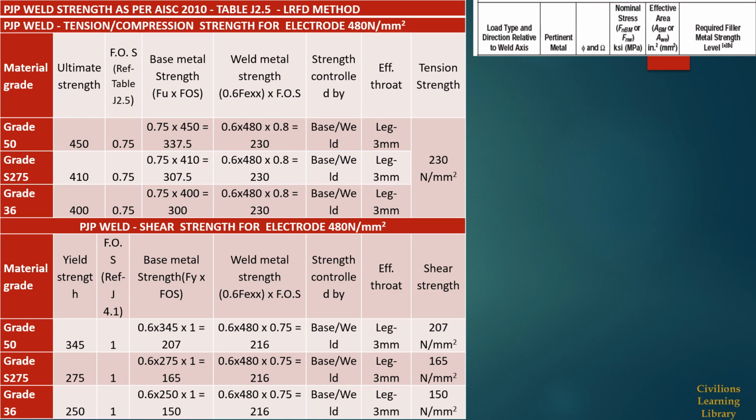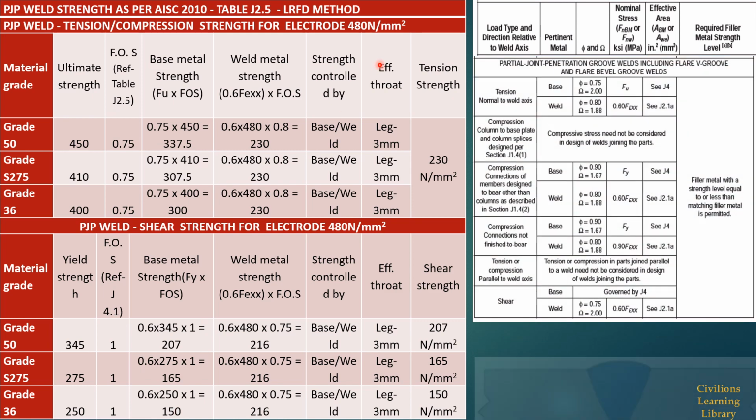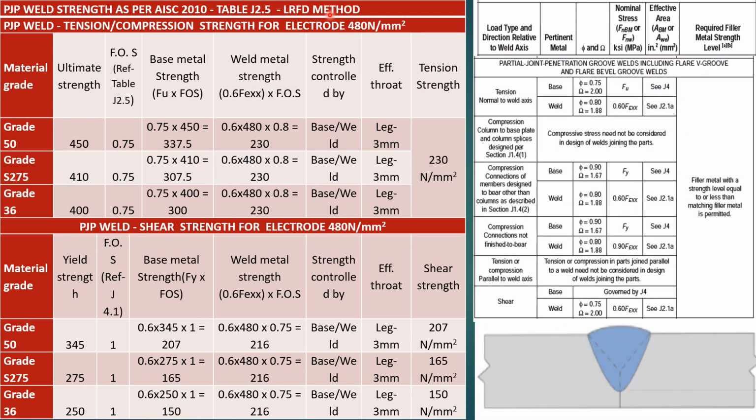Here also we are seeing the PJP weld strength only. For the LRFD method, the conditions are same, only the FOS is changing. For the LRFD method, the factor of safety is, you can see, for tension normal to weld axis, for base metal it is 0.75, so we used 0.75, and for weld the factor of safety is 0.8, so that factor of safety is used. The final tensile strength value for LRFD is 230 Newton per mm square, the least of base and weld metal.